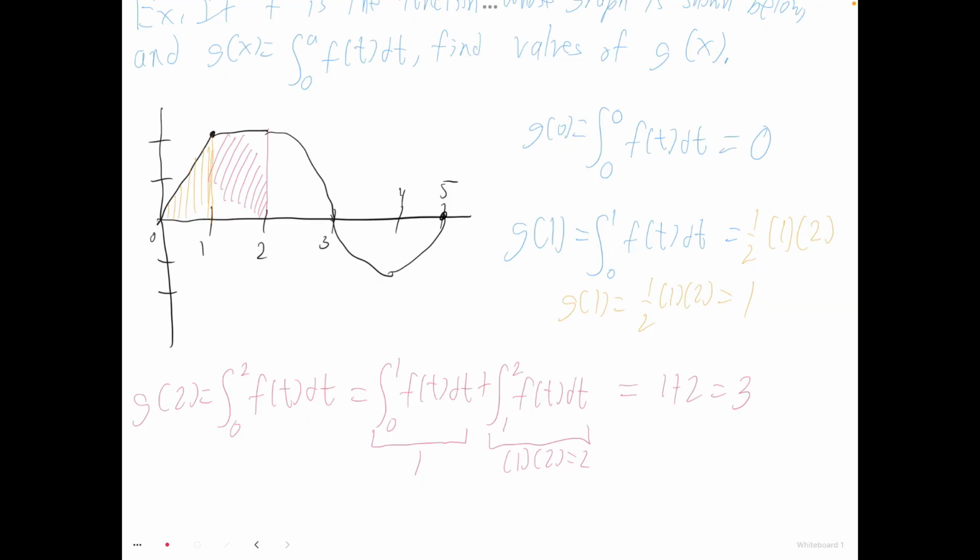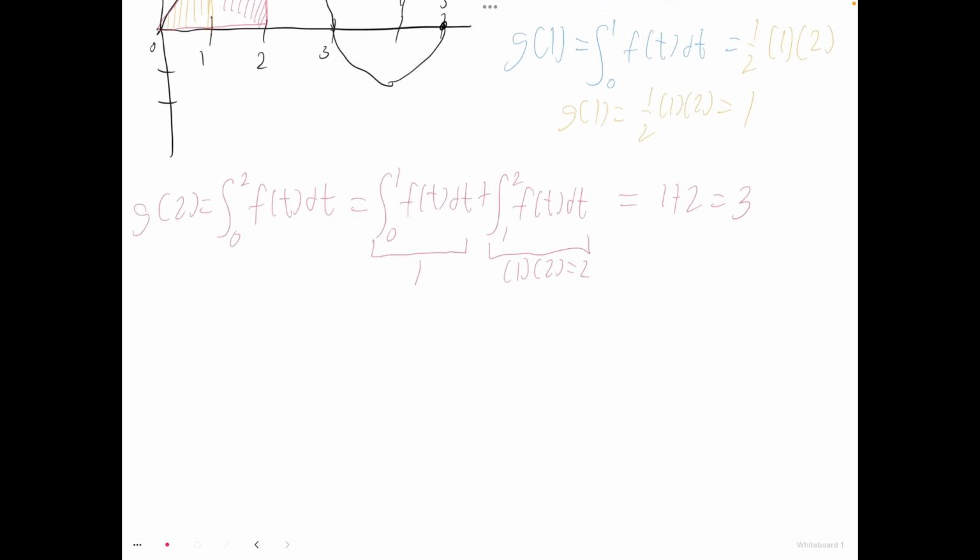And again, g of 2 is just the area that we've shaded here. It's the area from 0 to 2. So it's the area of this rectangle plus this triangle. So next we'll do g of 3, which is the integral from 0 to 3 of f of t dt, which is the integral from 0 to 2 of f of t dt, plus the integral from 2 to 3. We already did 0 to 2. That was g of 2, so we know that's a value of 3.